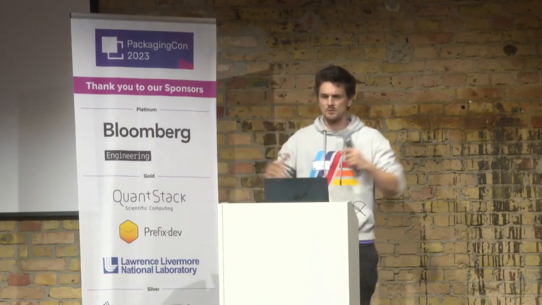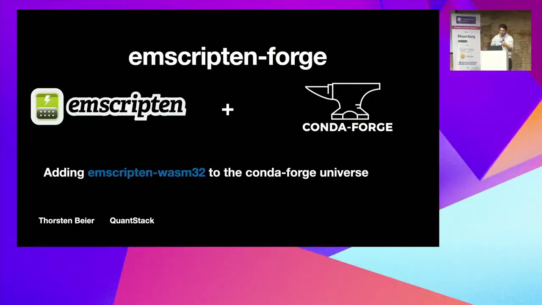So I'm Thorsten Beier and I work for Constack, and I'm going to talk about Emscripten-Forge. Emscripten-Forge is where we try to arrange a marriage between Emscripten and conda-forge. This means adding the Emscripten WASM 32 platform to the conda-forge universe.